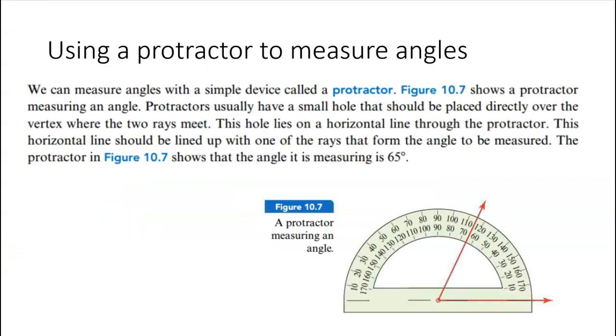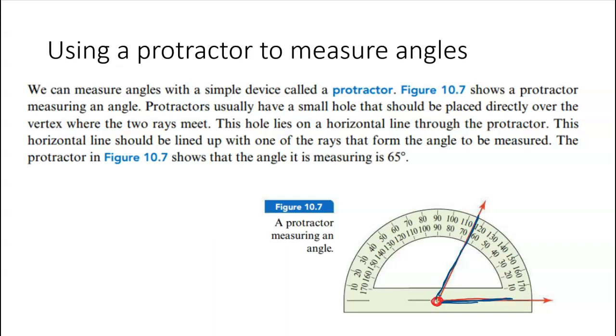Now, you can use a protractor to measure angles. When you use a protractor, you're going to have a little hole, and it should be placed directly over the vertex. And we talked about the vertex before. And so then you've got a horizontal line, and that should be lined up with that bottom line here. And then the other ray should line up with your angle measure.